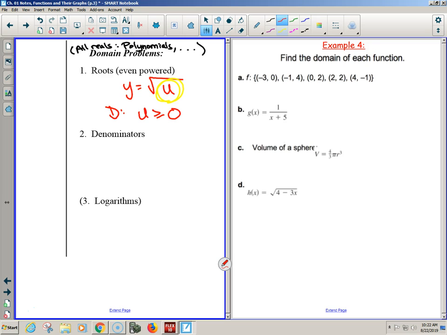But wait a minute, hold on. Domain isn't for u's. Domain is for x's. So if this is 2x minus 1, wouldn't we have to solve for x? Or if it was 7x, wouldn't we have to solve for x? You have to solve. So I'm going to put a little clue here, this is what you do: solve for x.